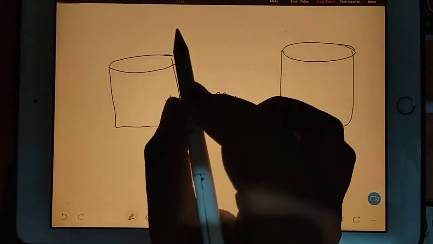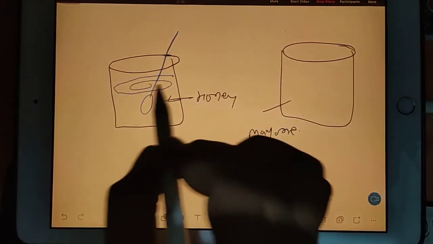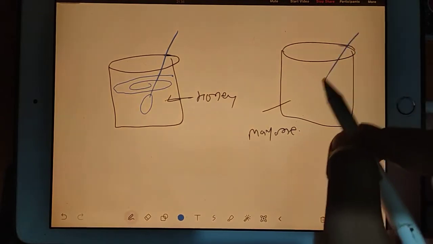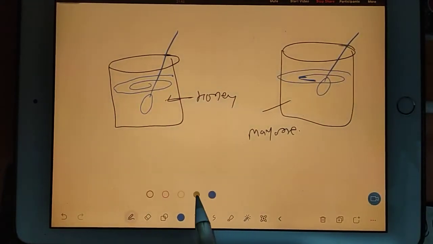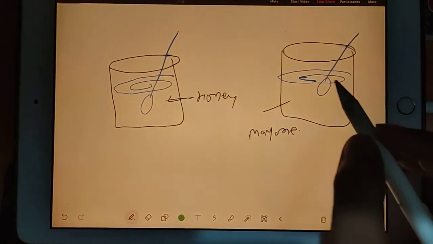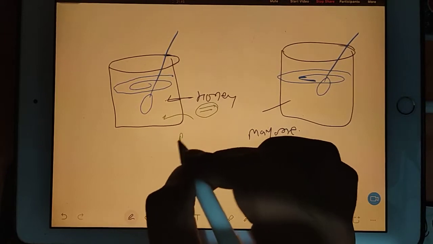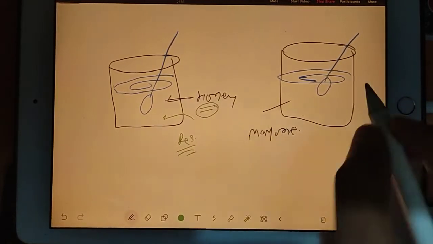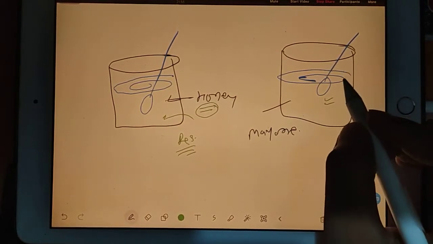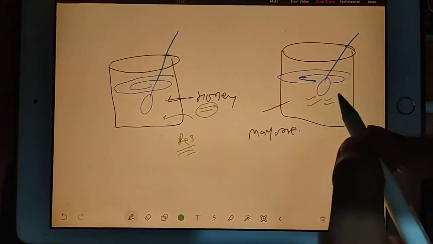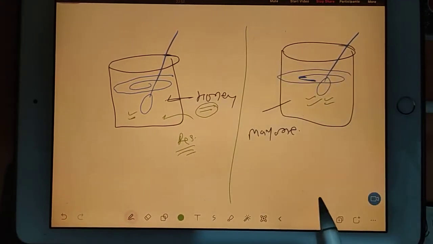So, you take one spoon and you stir this bottle of honey. You take another spoon and you try to stir this mayonnaise. You can feel that when you are stirring the honey, it will offer more resistance as compared to the mayonnaise. In mayonnaise, you can easily stir your spoon, but in honey, it will be difficult to stir the spoon. Are you able to feel what I'm saying?